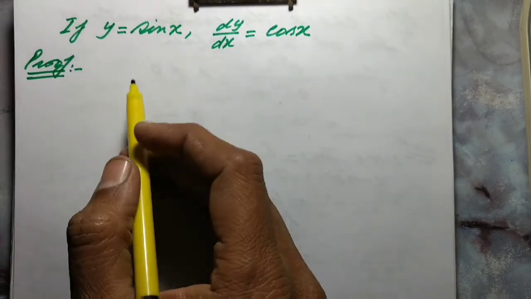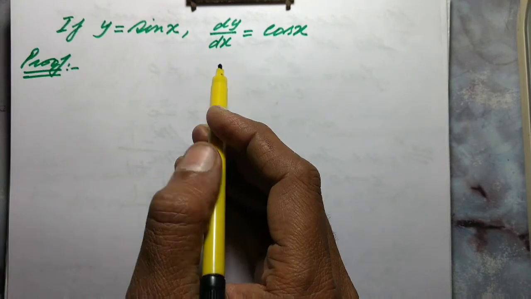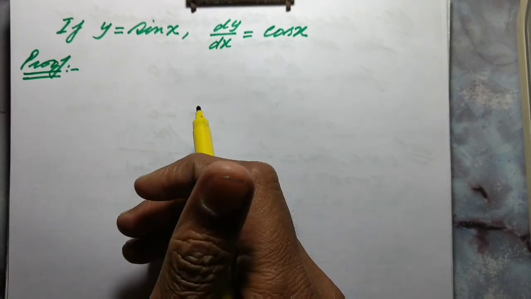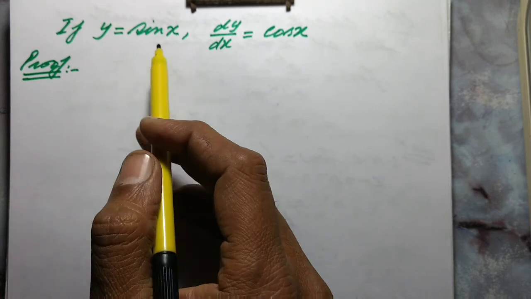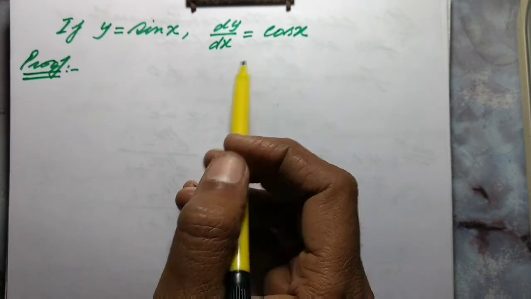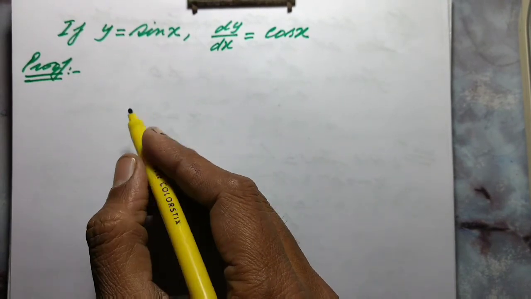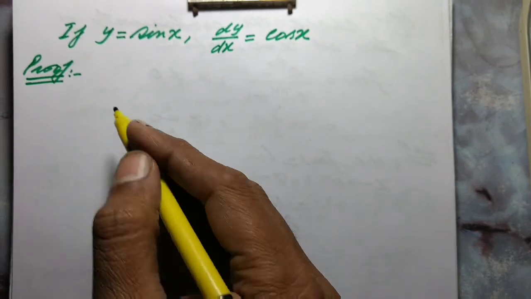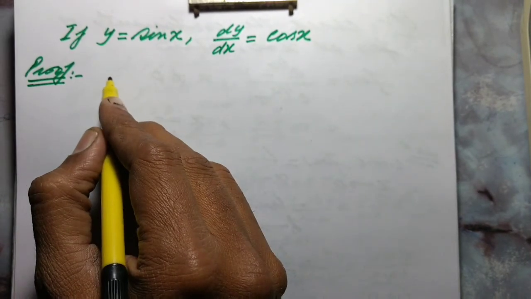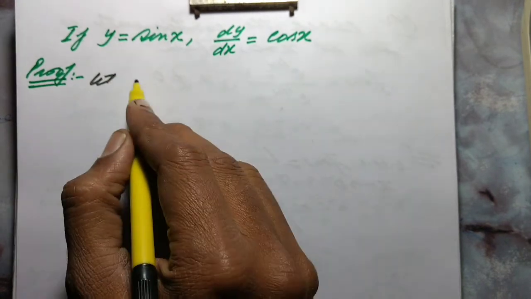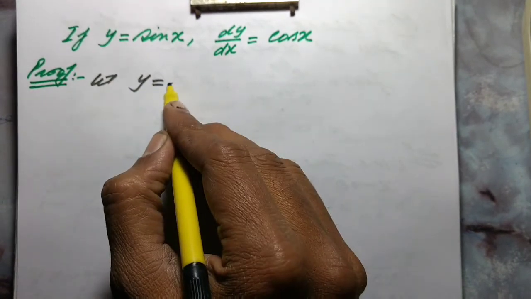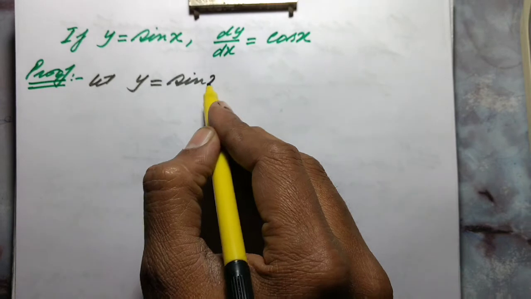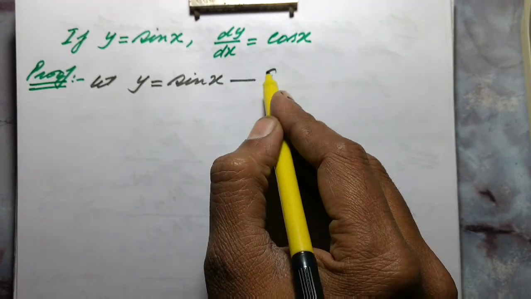As we know well, if y is equal to sin x, then dy upon dx is equal to cos x, or we may say that the differential coefficient of sin x is cos x. And here we are going to prove it with the help of first principle. So let y is equal to sin x. Let it be equation number 1.